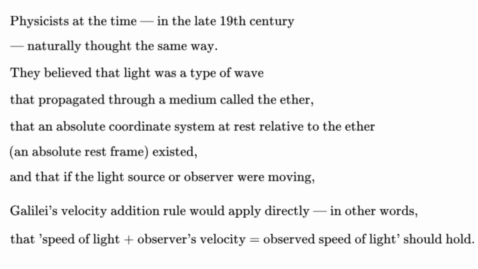Physicists at the time, in the late 19th century, naturally thought the same way. They believed that light was a type of wave that propagated through a medium called the ether, that an absolute coordinate system at rest relative to the ether, an absolute rest frame, existed, and that if the light source or observer were moving, Galileo's velocity addition rule would apply directly. In other words, that speed of light plus observer's velocity equals observed speed of light should hold.